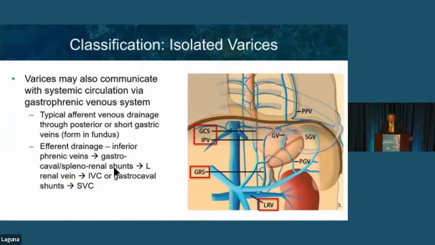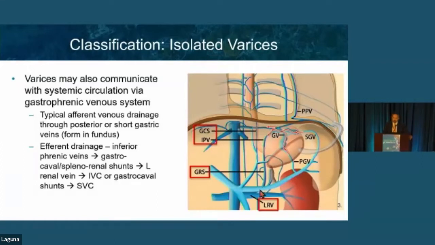So now we have isolated gastric varices. I'll walk us through the anatomy again. In this case, here's our portal vein. Usually these varices arise off the posterior or short gastric veins. And then their drainage is through the inferior phrenic veins and oftentimes through shunts. So up to 80% of these types of varices, isolated gastric varices, will drain off of shunts, either gastrocaval shunts or gastrorenal shunts as well here.